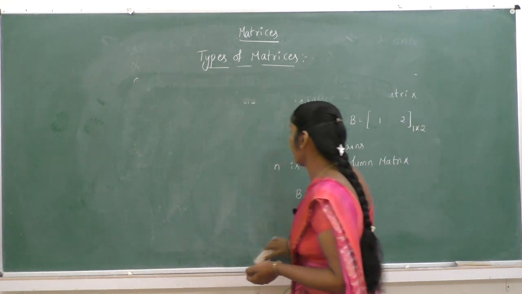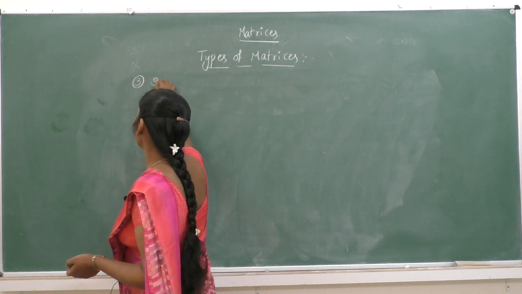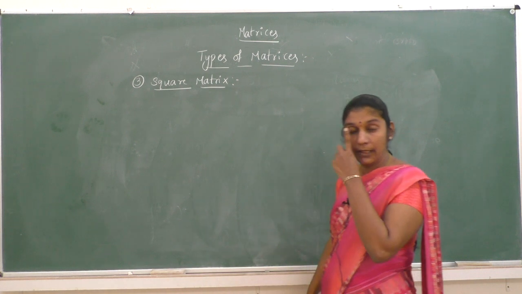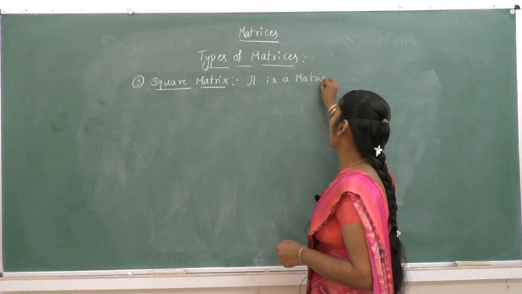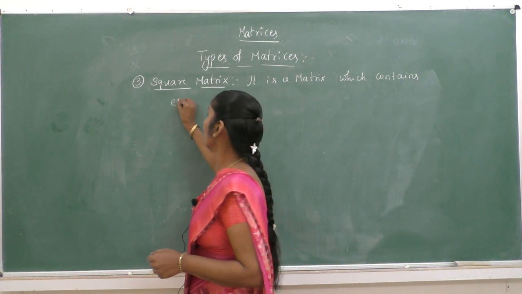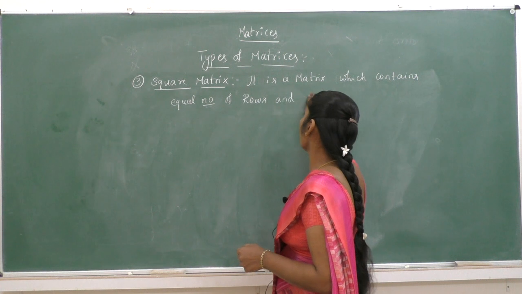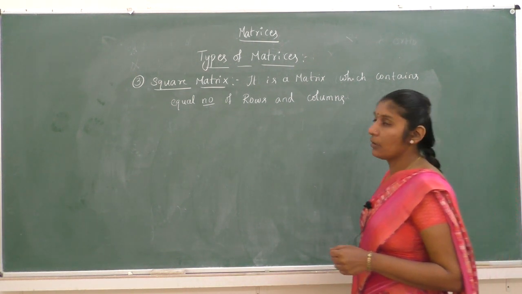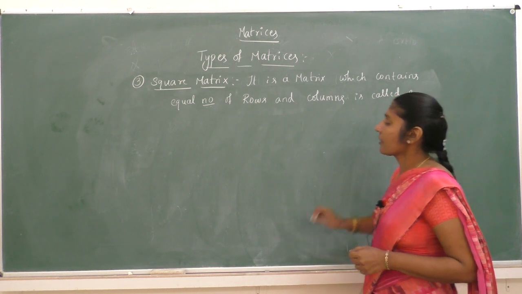Next, third type of matrix is a square matrix. What do you mean by a square matrix? A square matrix is a matrix which contains equal number of rows and columns. A matrix which contains equal number of rows and columns is called a square matrix.